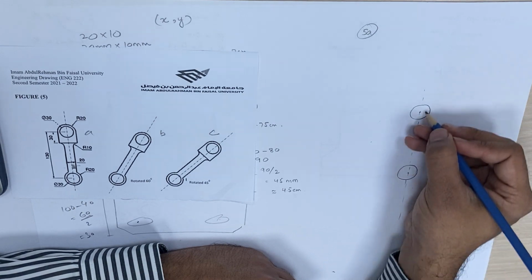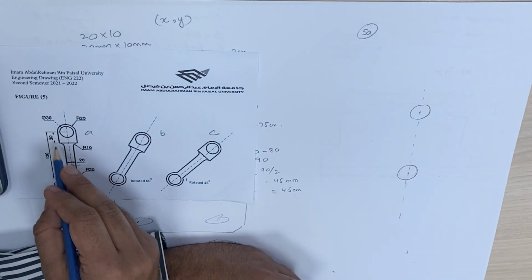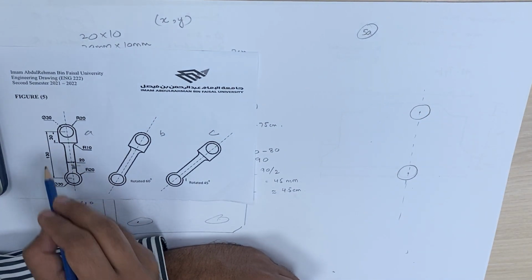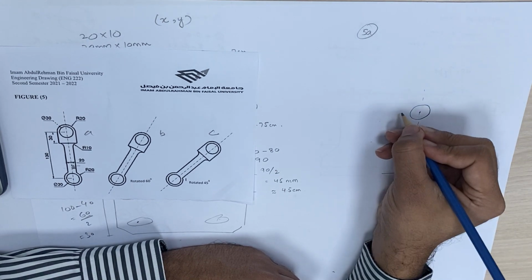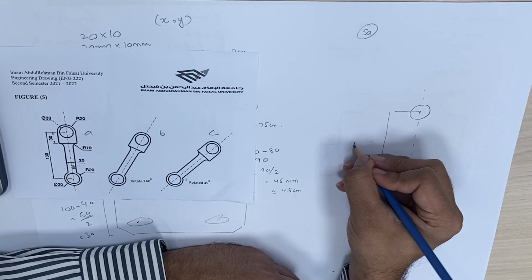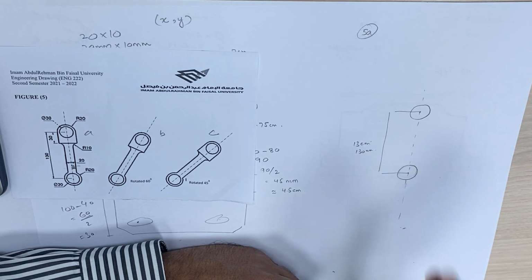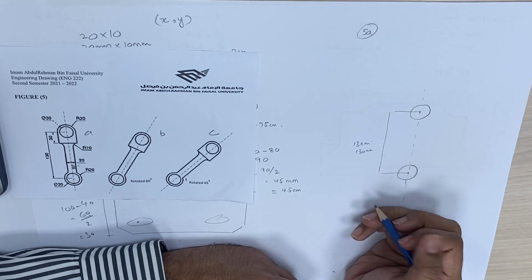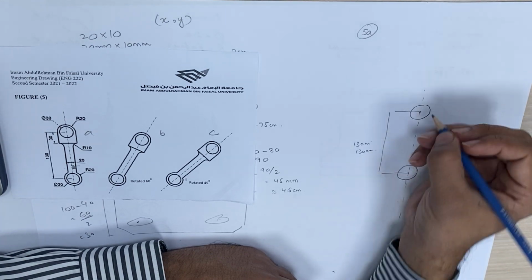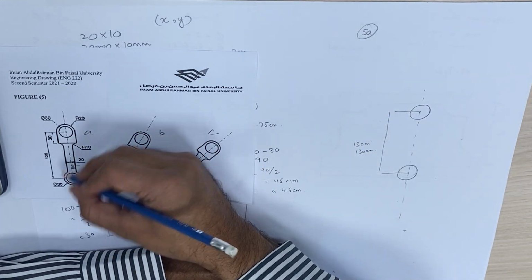And what is the distance between these 2 points? It's 130 mm or 13 centimeter. So the distance between these 2 points is 13 centimeter or 130 mm. Now your life is easier. Just you have to draw this and join them.